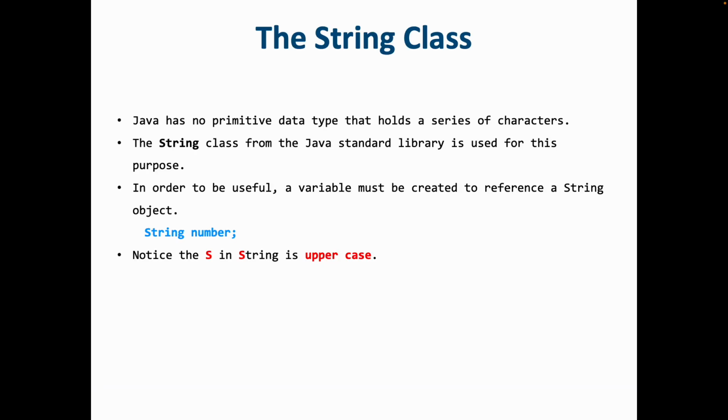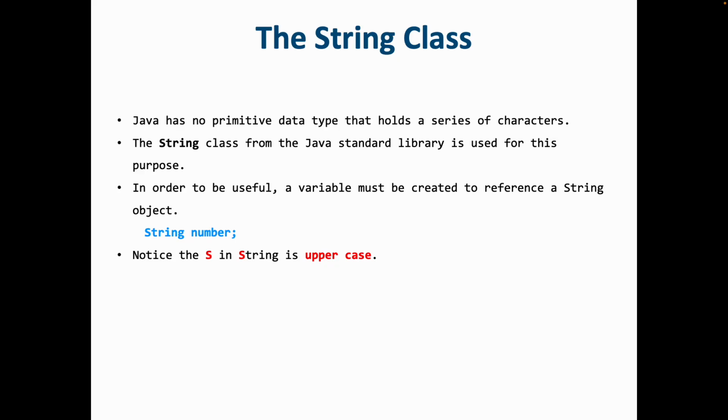Now the String class. In Java, we don't have a primitive type for textual values. We have char, but char is only for one character. But how about text? If we need many chars, we need to use a string. But string is not actually a primitive data type. It is actually a class.